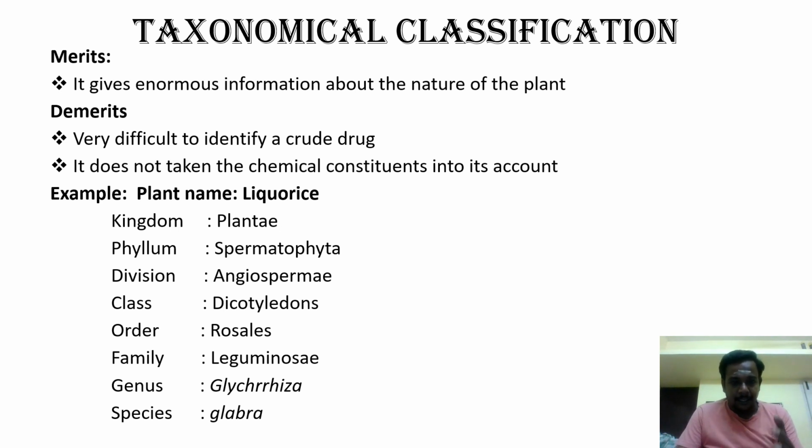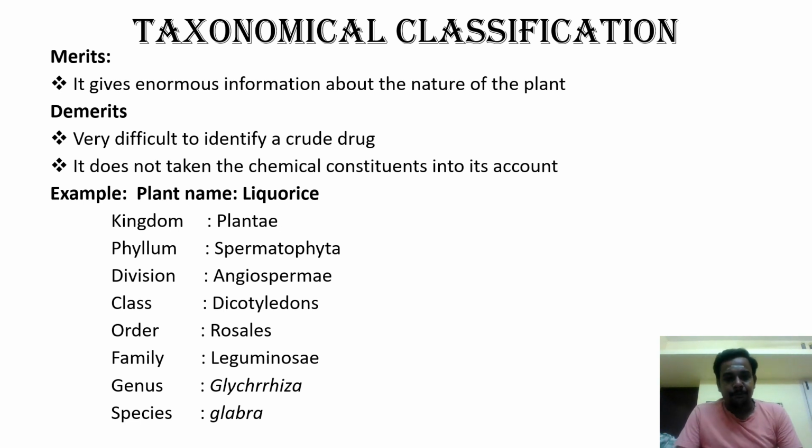So they are categorized likewise. Licorice belongs to kingdom Plantae, phylum Spermatophyta, division Angiospermae, class Dicotyledon, order Rosales, family Leguminosae, genus Glycyrrhiza, and species glabra. I will tell the meaning of each and everything so that we can sort it out and understand it easily.